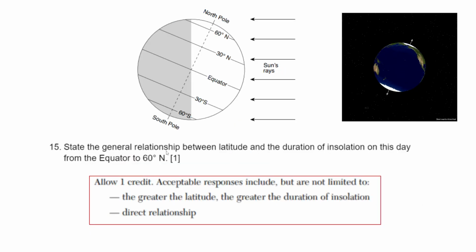Number 15, state the general relationship between latitude and the duration of insolation on this day from the equator to 60° north. Your acceptable responses include, but are not limited to, the greater the latitude, the greater the duration of insolation, or you can say a direct relationship. So what this is saying is, as we're going from the equator to a higher latitude, from the equator to 60° north, we're actually having a higher duration of insolation. Duration meaning timing, how long it's going for, and insolation meaning the sunlight coming in, reaching the Earth's surface.